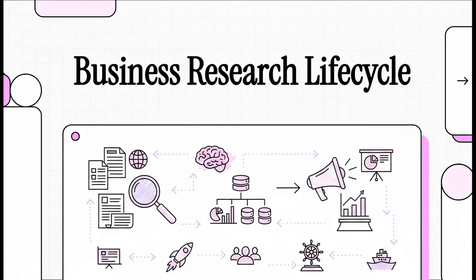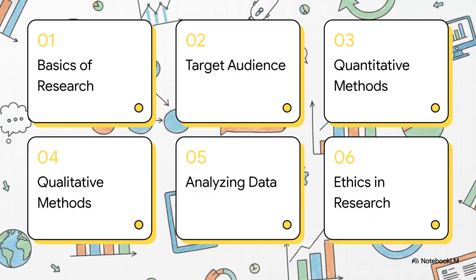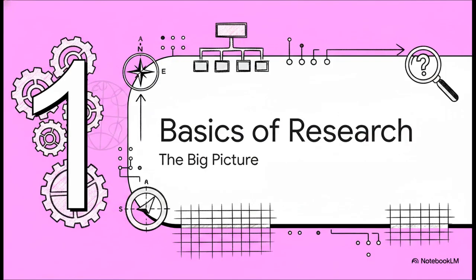So today, we're walking through the exact life cycle of how you gather, analyze, and report information like an absolute pro. Here is our roadmap for today. We'll quickly hit the basics of business research, move into selecting your target audience, break down quantitative and qualitative methods, talk about analyzing that data, and finally touch on the ethics of business research. So let's kick things off with Section 1, the basics of business research.